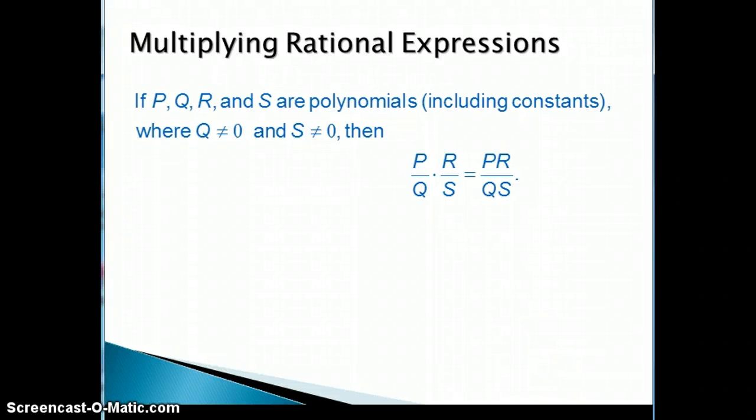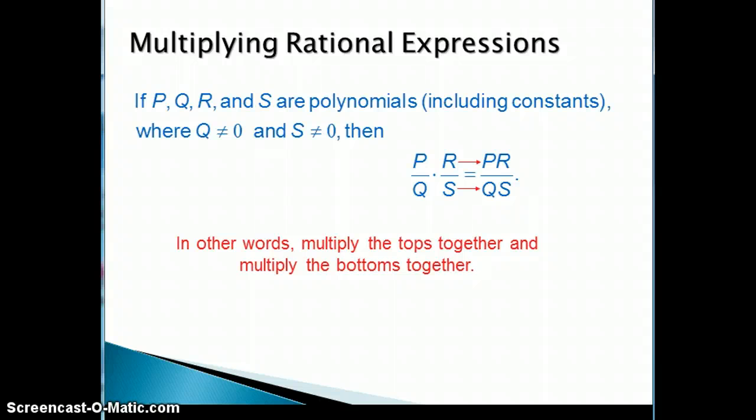First of all, for multiplying rational expressions, if P, Q, R, and S are polynomials, including constants, where Q does not equal 0 and S does not equal 0, because then we'd have 0 in the denominators, then if we multiply P over Q times R over S, the result will be P times R over Q times S. In other words, we multiply the tops together to get the new numerator, and we multiply the bottoms together, and that will give us our denominator.